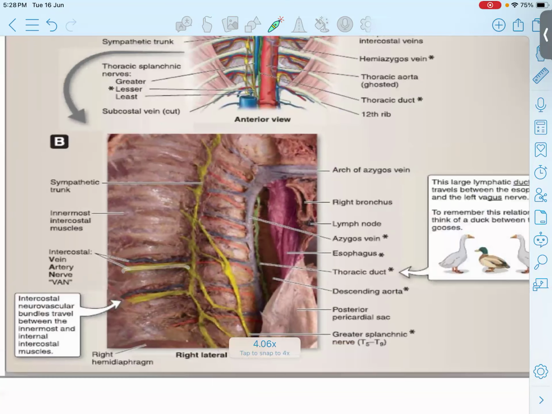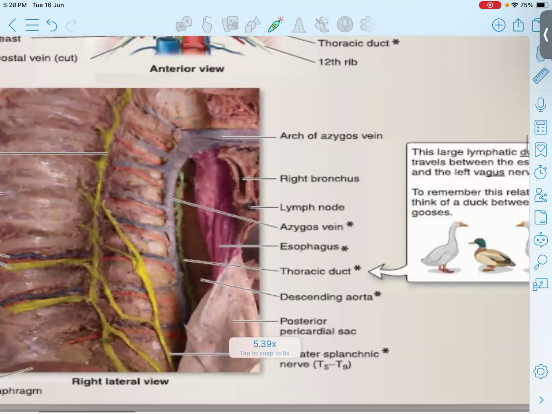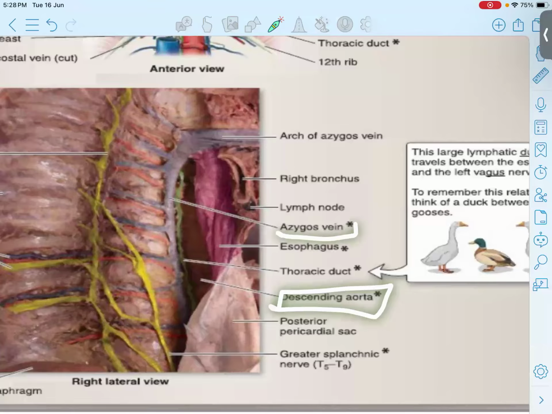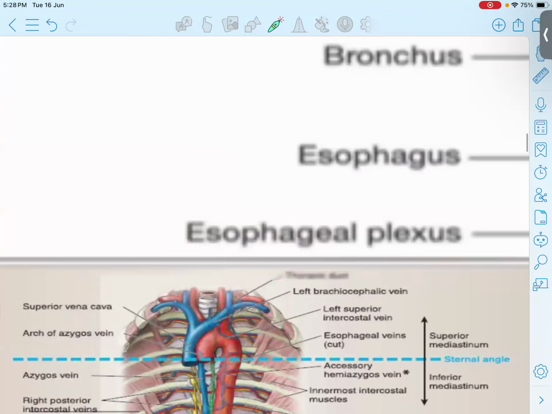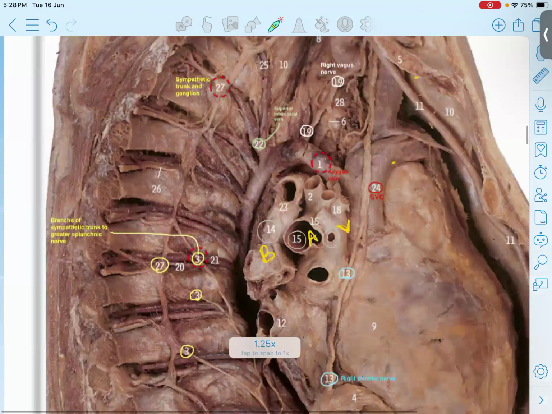Okay. And here, interesting thing is thoracic duct. Here it is seen. It is thoracic duct. It is esophagus. Descending aorta. It is azygos vein. Here, descending aorta and azygos vein both are seen. Thoracic duct is also seen. Okay. So this is an aberrant picture from these 2 traditional pictures. Just be careful of it also.